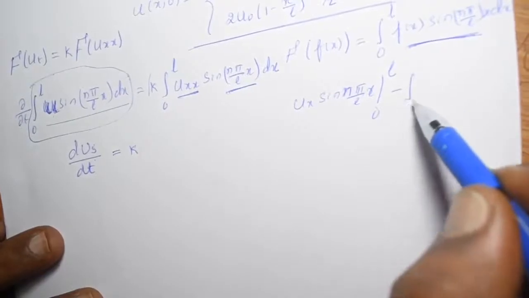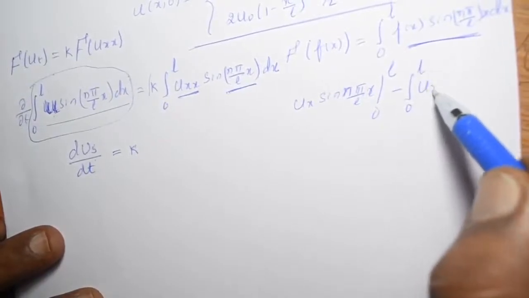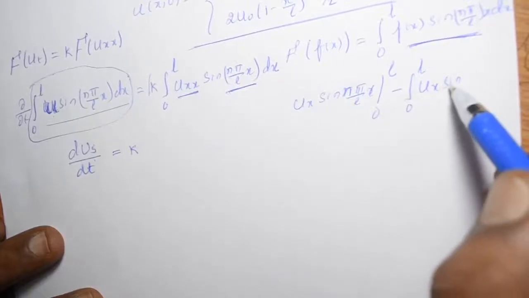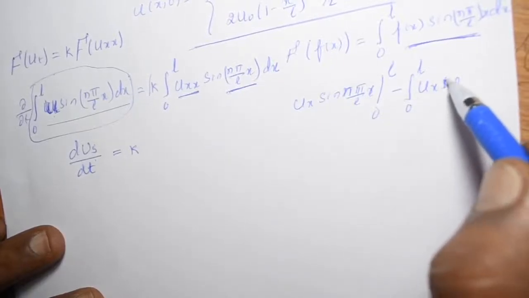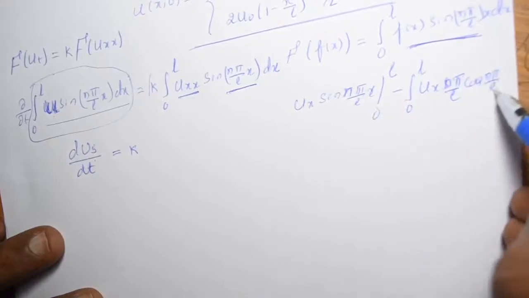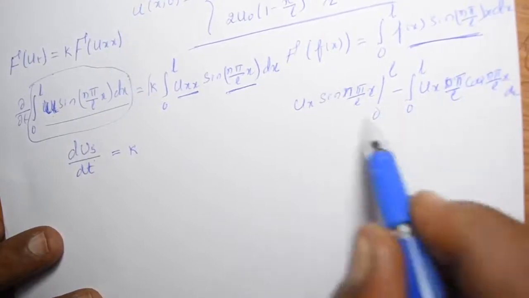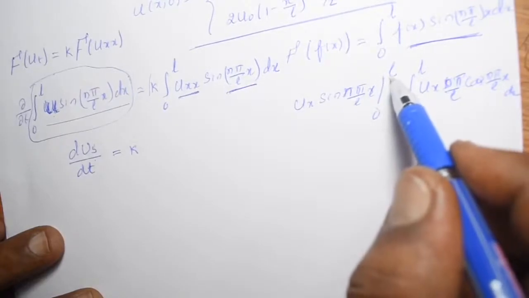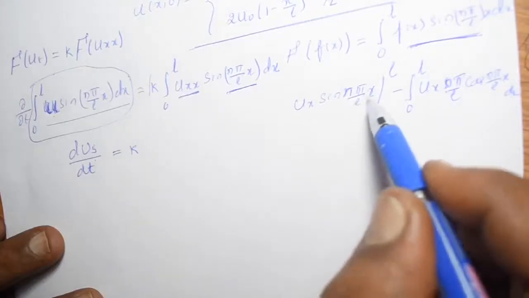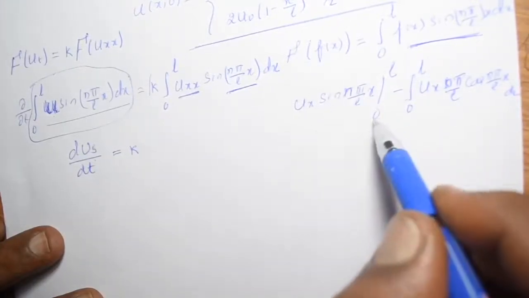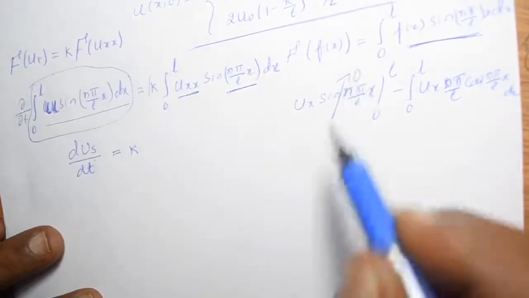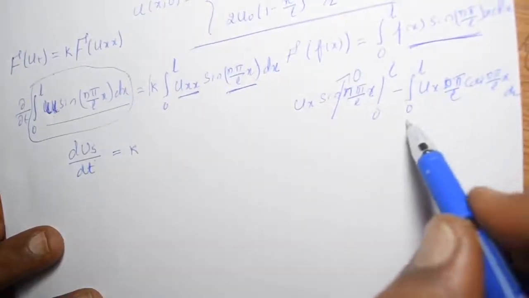Plus, minus, integration from 0 to L, u_x into the differentiation of sin(nπ/L · x), which is (nπ/L) cos(nπ/L · x) dx. Now, by applying the limits: when x is equal to L, the L's get cancelled and sin nπ is 0. When x is 0, sin 0 is 0. That's why this total term will become 0. Similarly, you have to integrate this also.